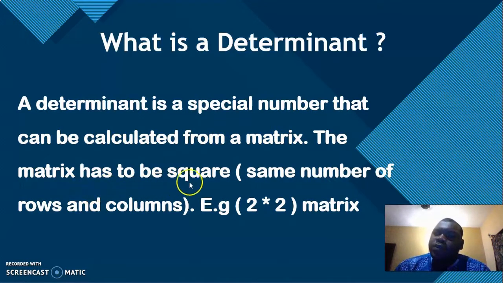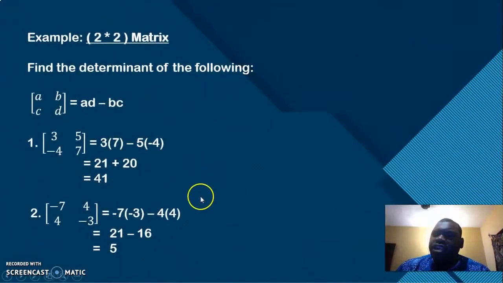The matrix has to be square, that is the same number of rows and columns. That is, the matrix has to be a square matrix, so it must have the same number of rows and columns. For example, a 2 by 2 matrix. You'll be wondering, okay, an example of a 2 by 2 matrix. Let's move to the next slide. You see what a 2 by 2 matrix looks like. So this is an example of a 2 by 2 matrix.